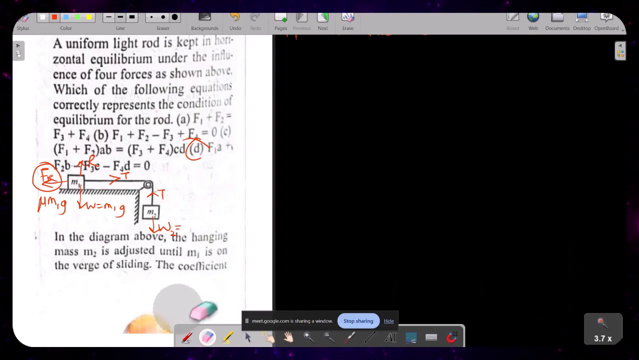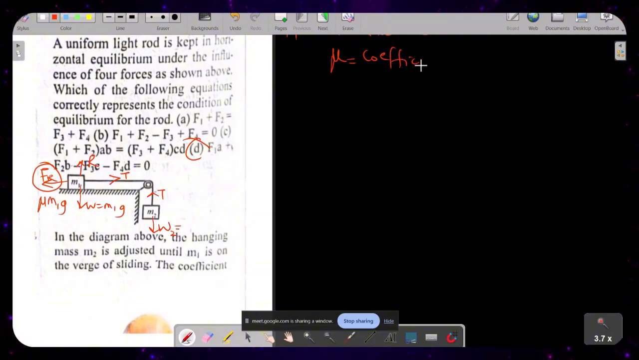So coefficient of static friction simply means this. This is called the coefficient of static friction. So that is exactly what they want us to find. This is what we are asked to get. And how do we get the coefficient of static friction?